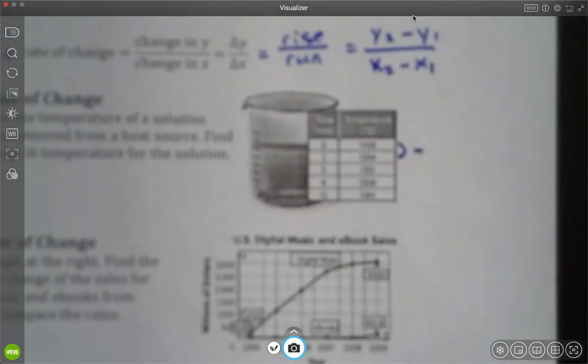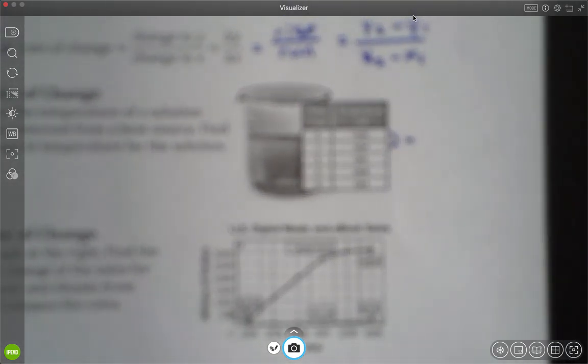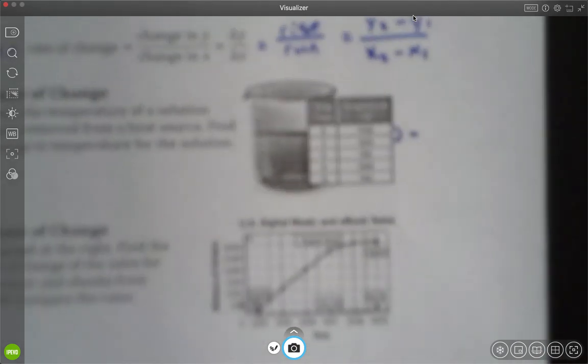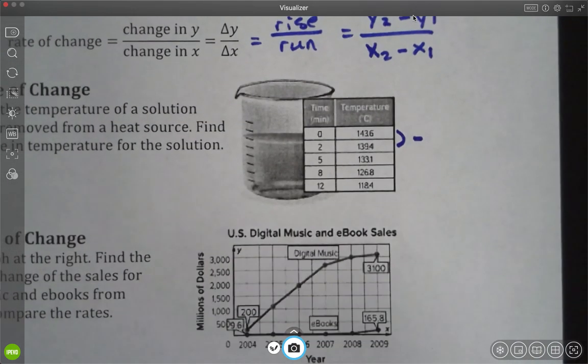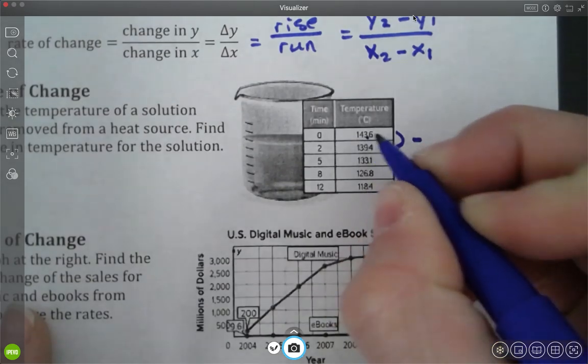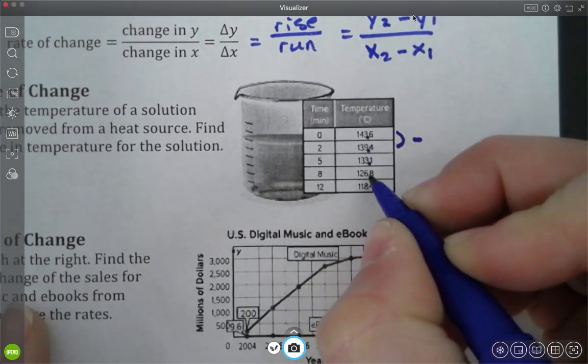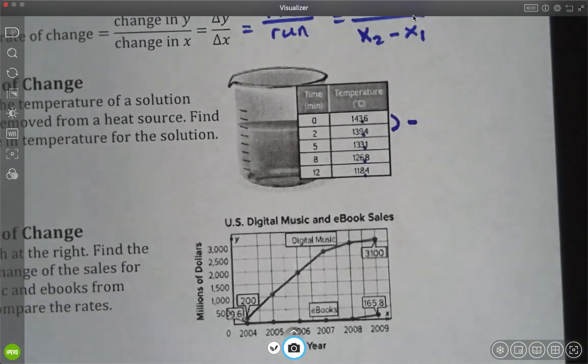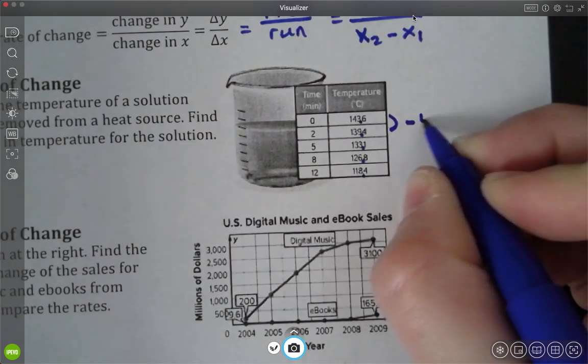Did you say 143.6? There's a decimal? Yes, there is a decimal there. It's a little tiny one. There's a decimal in between each one of those. So how much is it going down the first time? From 143.6 to 139.4. 4.2. It's going down 4.2. Okay?